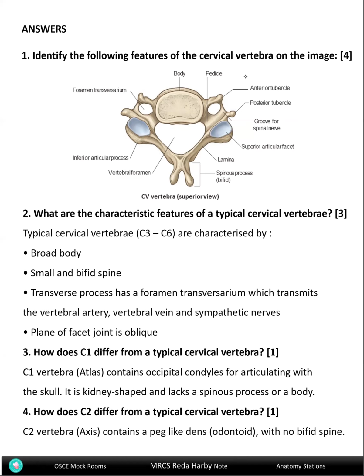The C7 has a long spinous process, and it also has a small foramen transversarium that the vertebral artery does not pass through. Very nice. So C7 is called the vertebral prominence because it contains a long non-bifid spinous process.